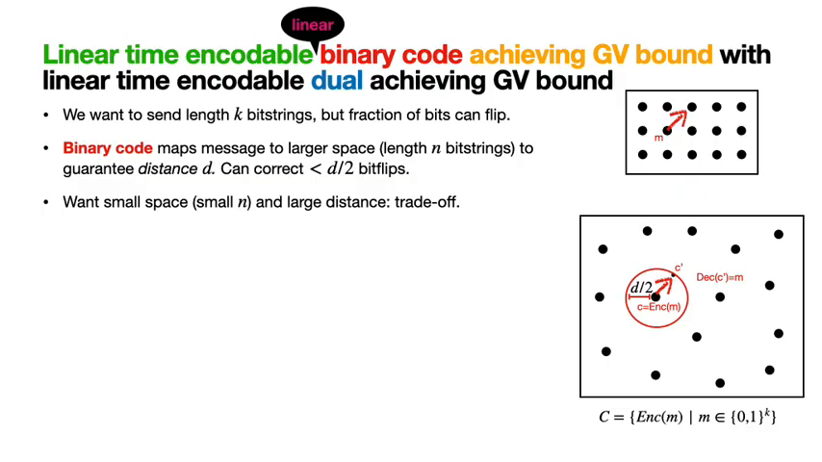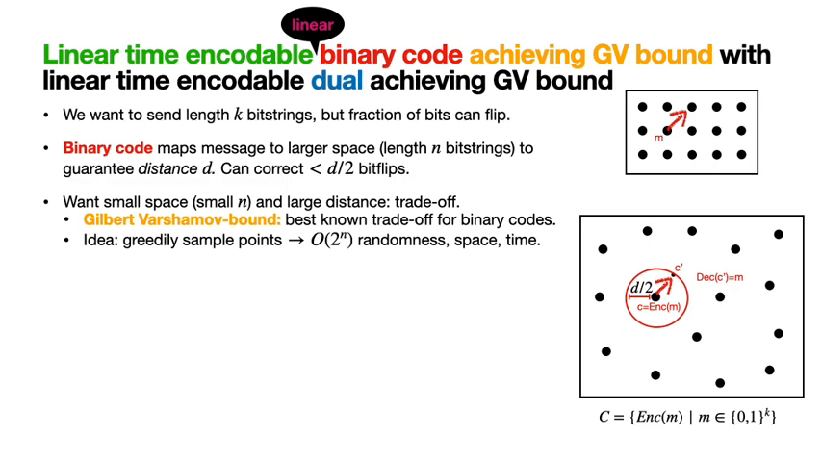The main question we can ask about a code is therefore, what is the optimal trade-off between size and distance? This is where we get to the second term, which is the GV bound, or as we write it out, the Gilbert-Varshamov bound. This bound presents the best known trade-off between size and distance for binary codes. The way we can prove the Gilbert-Varshamov bound is actually quite simple.